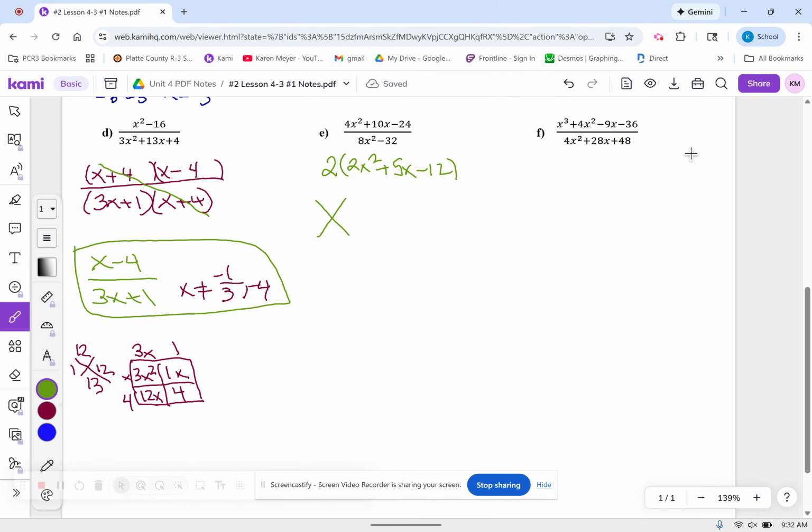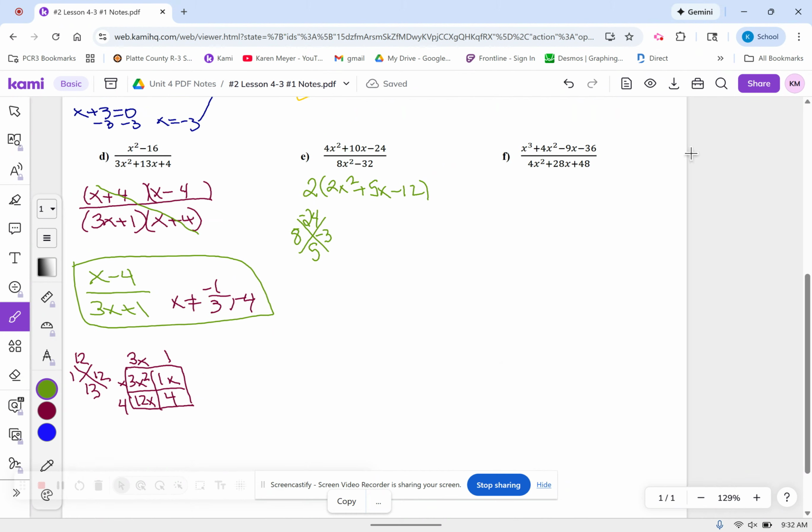And 2 times -12 is -24, and 5 is in the middle. So multiply for -24, that adds for 5. That is going to give me +8 and -3. And then I'm going to make my box. So 2x squared, 8x, -3x, and -12.